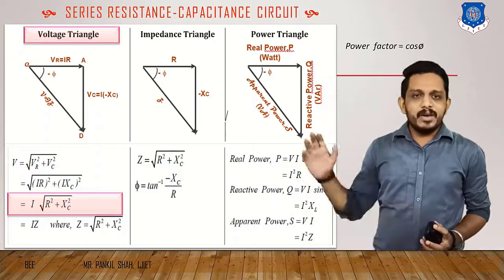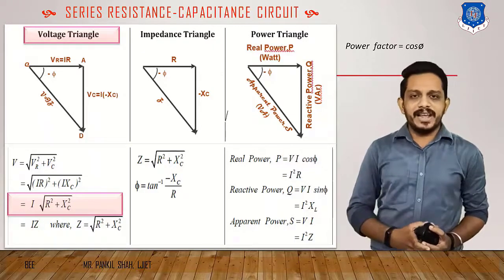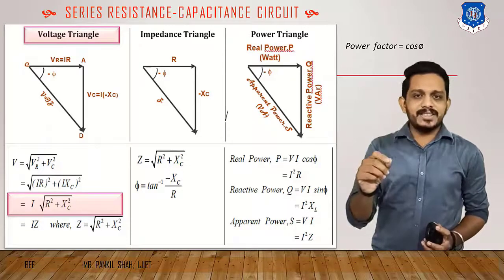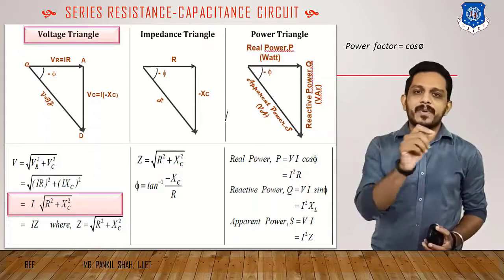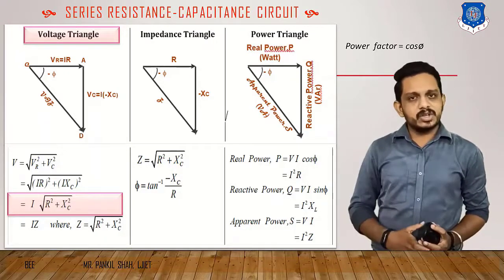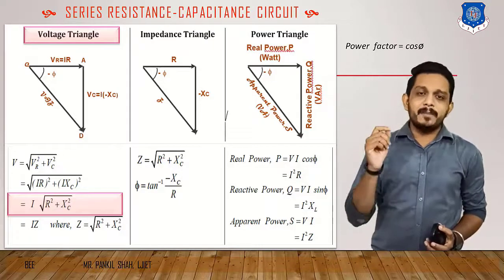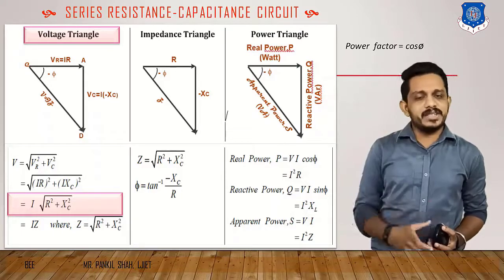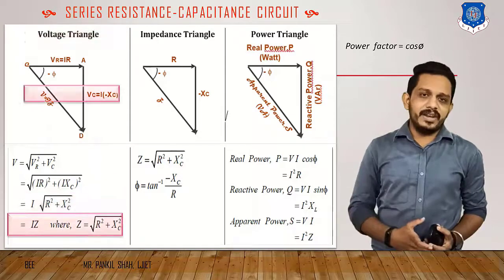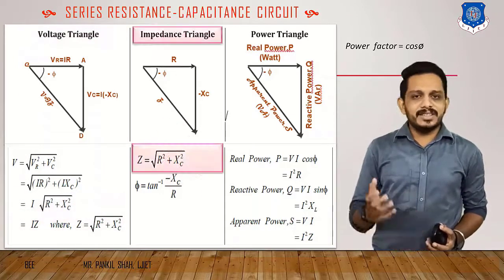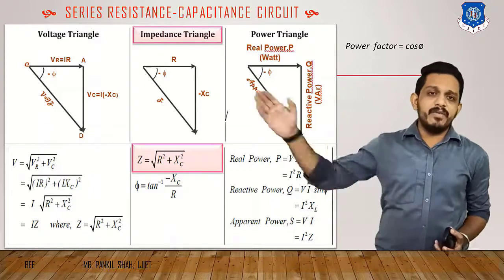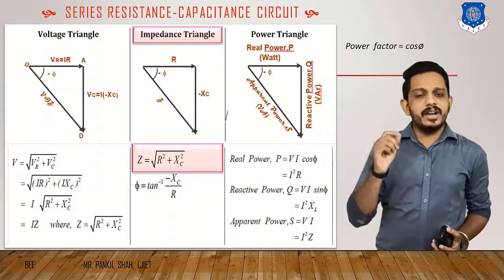So we can say that we have the equation from the voltage triangle as V equals IZ, where Z in case of RC circuit is equal to under root R square plus X square, where Z is the impedance of this circuit, R is the resistance of this circuit, and X is the capacitive reactance of this circuit. Now let's move towards another triangle, and that is nothing but the impedance triangle. To draw the impedance triangle, we have to divide each side of the voltage triangle by I.